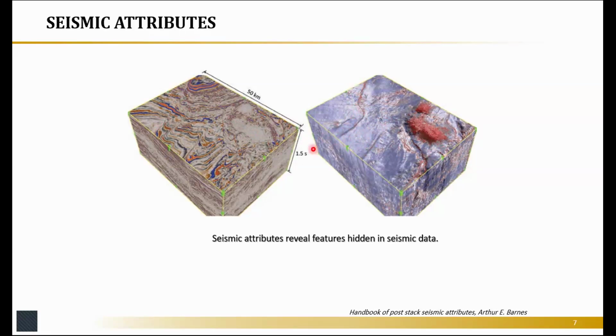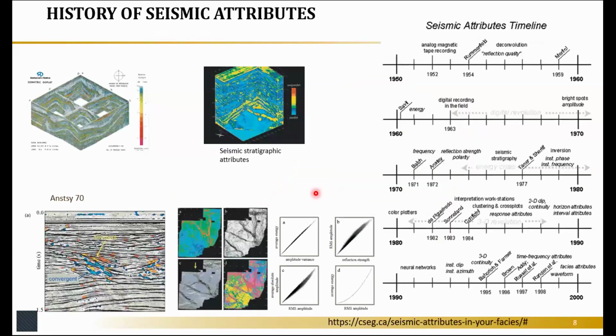So compare the right to the left, and you will find that the attribute display can give you some of the hidden information from the seismic data. So, to go to the history of seismic attributes, it's of course a very, very long history, but we'll go very quickly through that history.